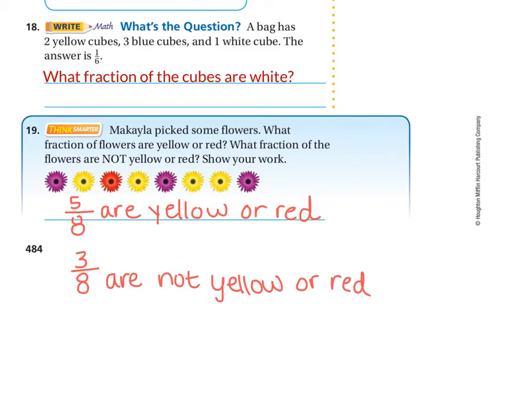Here is the answer to number 19. There were 2 different questions you needed to answer. Please pause the video to check your work right now. If you got both of those answers, look up on the board for your next activity.